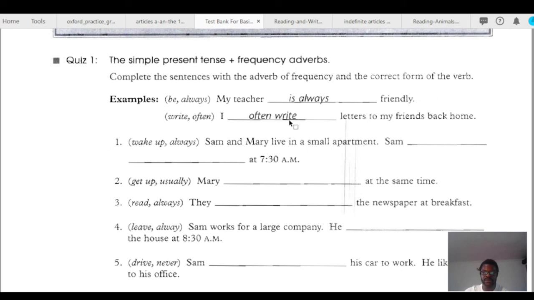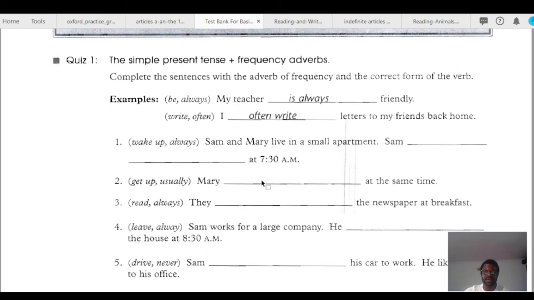I often write letters to my friends back home. You see, write is the verb here. Often is the adverb of frequency. So here is our pronoun. Because it is I, that is why there is no s on the verb. But if this one changes to he or she or it, then this one changes to writes. Have to take note of that.